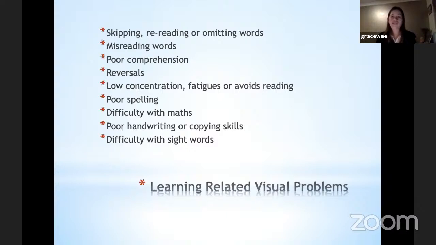So meaning that they start out okay in the first few minutes and then later on they kind of just drag off, okay? They become tired, they slow down and they lose interest, okay? Poor spelling, they have difficulty remembering the spelling, difficulty with maths, especially when it comes to problem solving maths, poor handwriting or copying skills and difficulty with sight words.